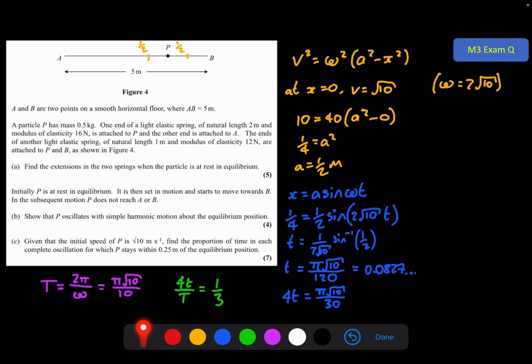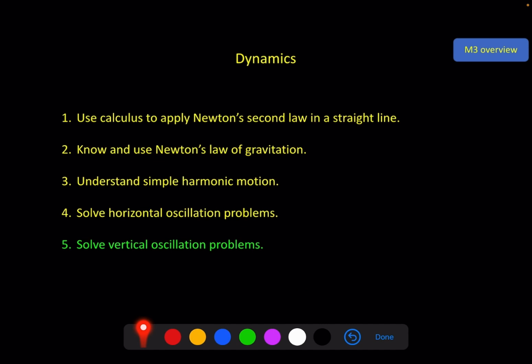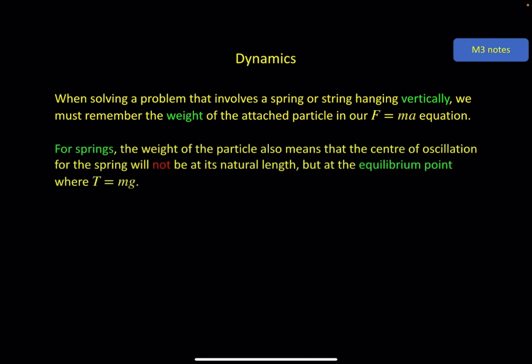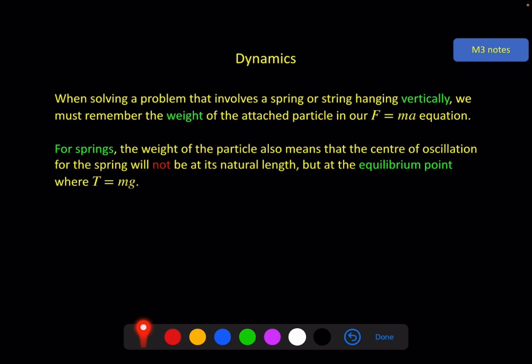In this video we're going to be doing very similar things, but instead of doing them horizontally, we're going to look at vertical oscillation problems. When solving a problem that involves a spring or string hanging vertically, we must remember the weight of the attached particle as part of the resultant force in our F equals ma equation. This has an effect on both the spring and the string situations. For springs, the weight of the particle means that the centre of oscillation will not be at its natural length, but at the equilibrium point, where T is equal to mg.